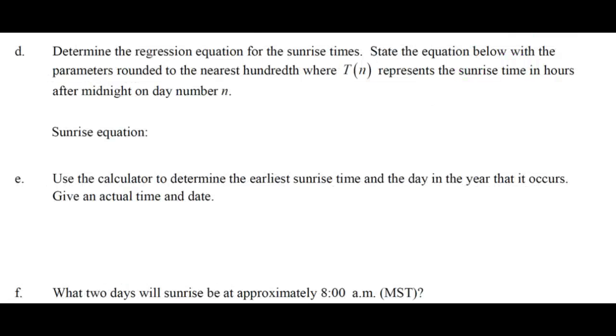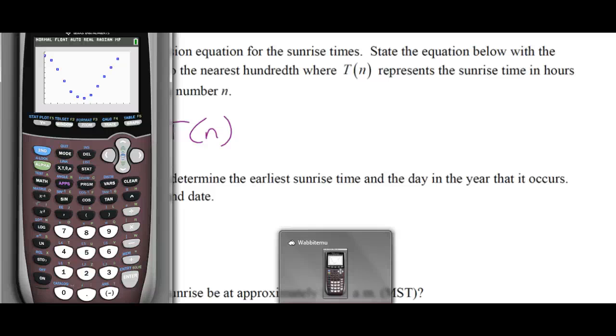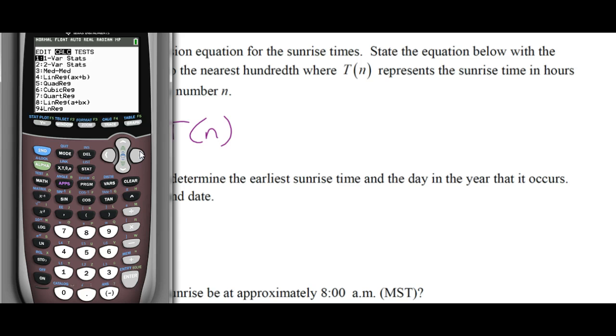Determine the regression equation, state the equation below, parameters rounded to the nearest hundredth, where t of n represents the sunrise time in hours. So we're going to be writing t of n, sunrise time, as a function of the day number. To do this, we're going to go stat calc. The sine regression is closer to the bottom, so I arrow up. Depending on your calculator, if you have an 83 or one that doesn't have this menu, just go sine reg y1. On this one, we'll arrow down and say store the regression equation in y1.